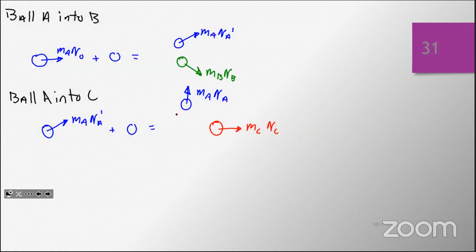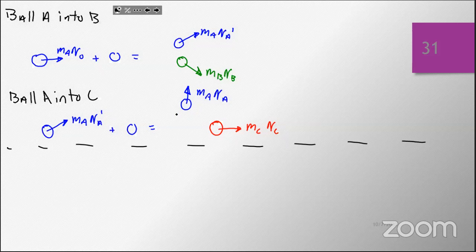And so we're going to do this piecewise, right? We're going to do a momentum equation for A into B, and we're going to do a momentum equation for B into C, right? Why? Well, we know that the final momentum of A from part one is what brings us into part two, rather. Okay, so let's talk about our equations. We'll start with A into B.